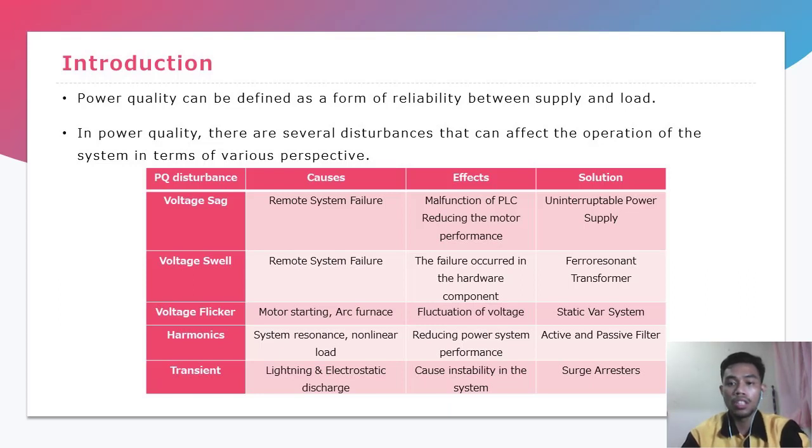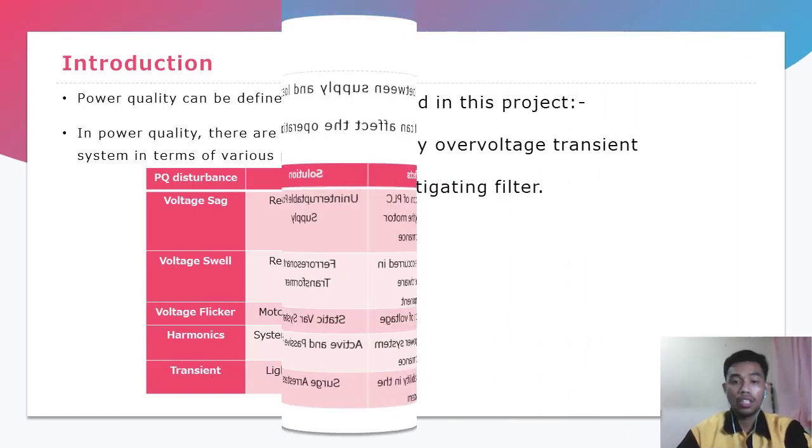For voltage sag, it is the uninterruptible power supply. For swell, it is the resonant transformer. For flicker, we use a static VAR system. To eliminate harmonics, we can use active and passive filters. And for the transient, we use the surge arrestor.